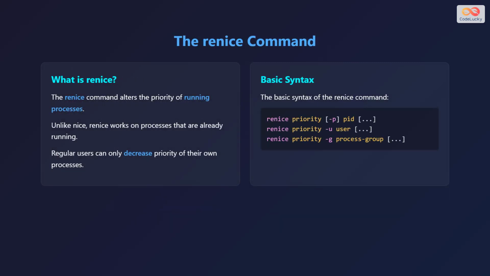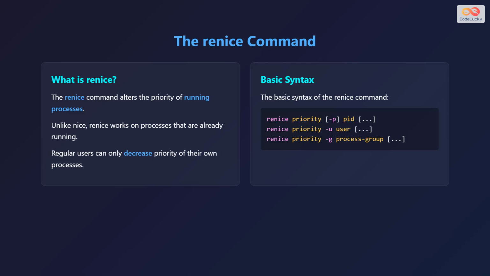The renice command is used to alter the priority of running processes. Unlike the nice command, renice works on processes that are already running. Regular users can only decrease the priority of their own processes, meaning they can only increase the nice value.